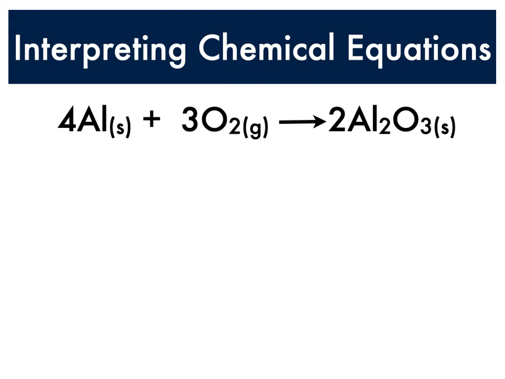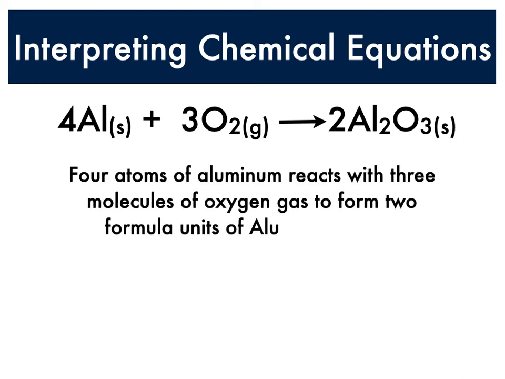So let's talk about interpreting this chemical reaction. There are several ways to interpret a chemical reaction. One of them is to talk about interacting particles. Think about the representative particles that are involved here. We might talk about how 4 atoms of aluminum are going to react with 3 molecules of oxygen gas to form 2 formula units of aluminum oxide.